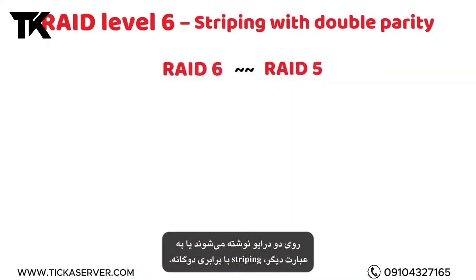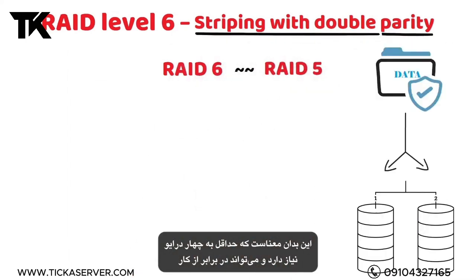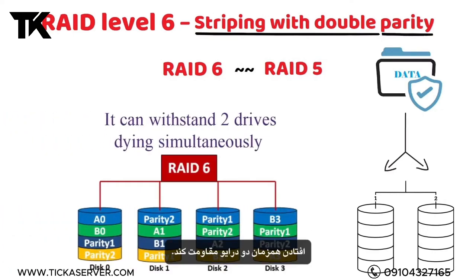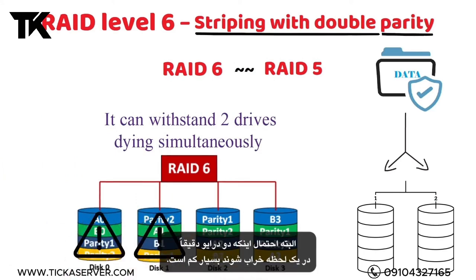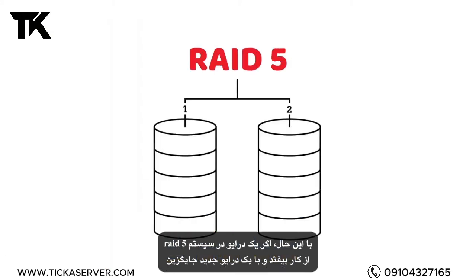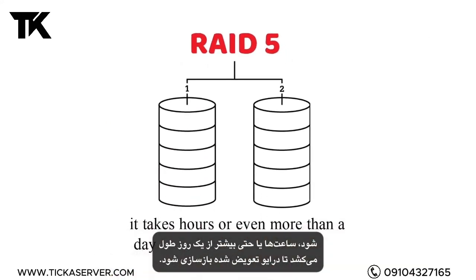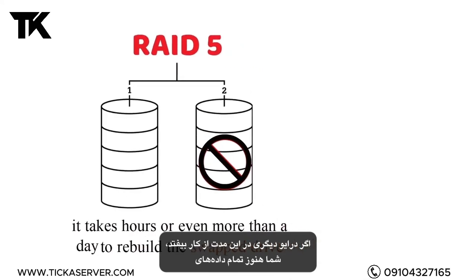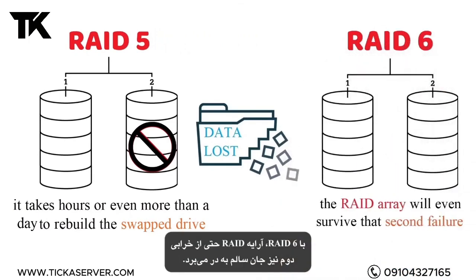RAID Level 6, striping with double parity. RAID 6 is like RAID 5, but the parity data is written to 2 drives, or in other words, striping with double parity. That means it requires at least 4 drives, and can withstand 2 drives dying simultaneously. The chances that 2 drives break down at exactly the same moment are, of course, very small. However, if a drive in a RAID 5 system dies and is replaced by a new drive, it takes hours or even more than a day to rebuild the swapped drive. If another drive dies during that time, you still lose all of your data. With RAID 6, the RAID array will even survive that second failure.